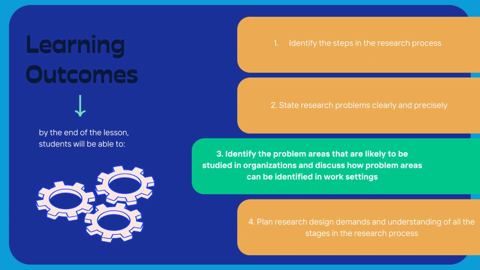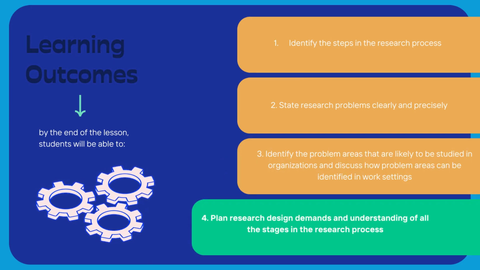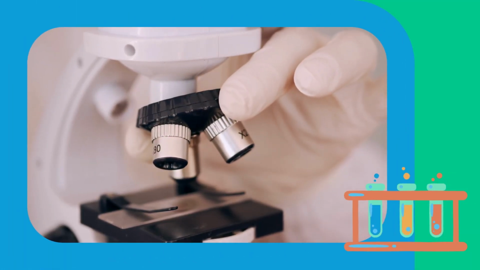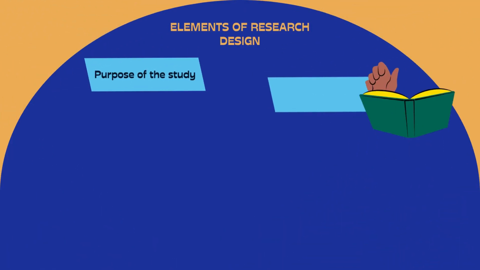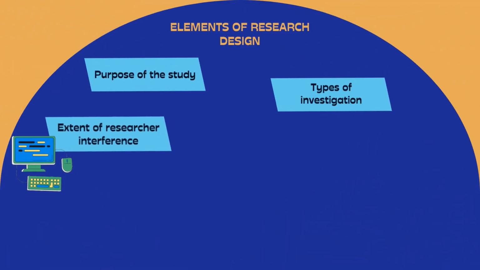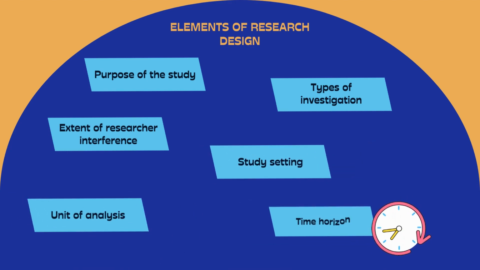identified in work settings. And lastly, plan research design demands an understanding of all the stages in the research process. There are 6 elements of research design which include purpose of the study, types of investigation, extent of researcher interference, study setting, unit of analysis, and time horizon.